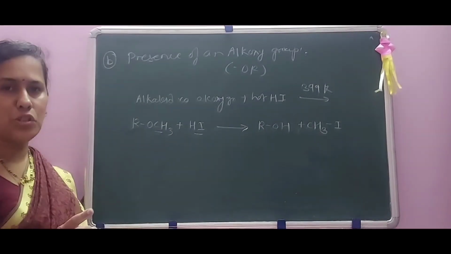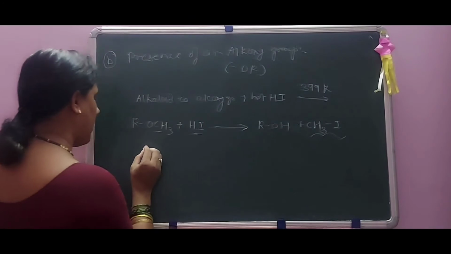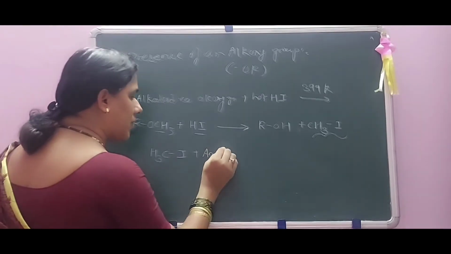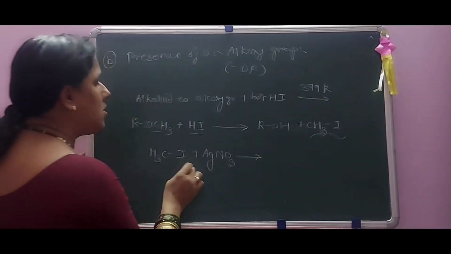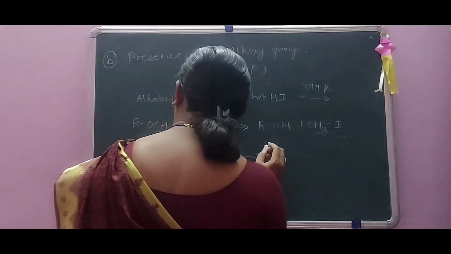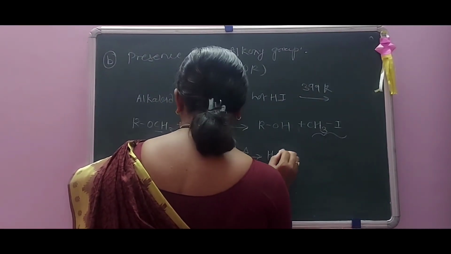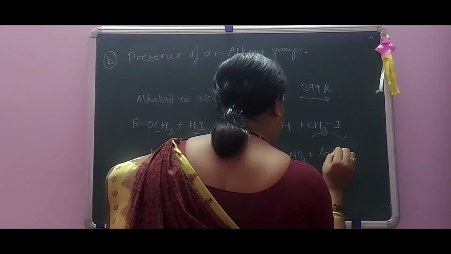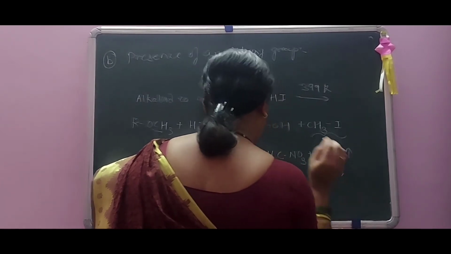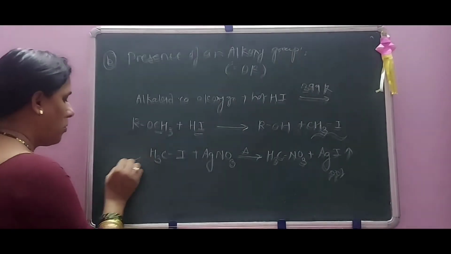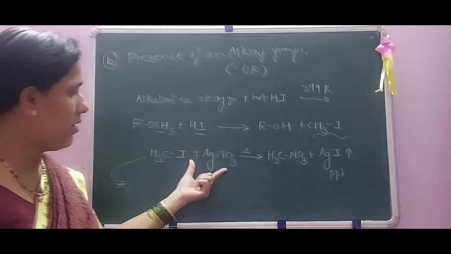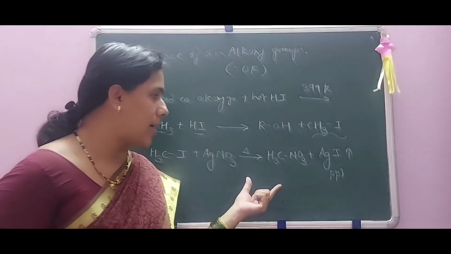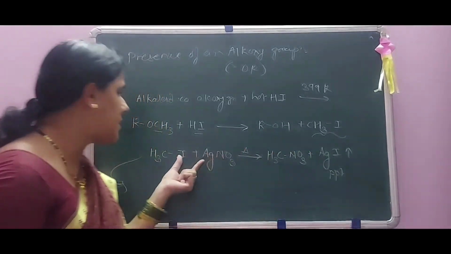Okay, now the reaction cannot stop here. Again, this CH3I on reaction with silver nitrate, there is formation of here. What is the reaction here? That is CH3NO3 and formation of AgI precipitate here. From this reaction, methyl iodide is neutralized with the reaction of silver nitrate. There is formation of methyl nitrate with silver iodide.